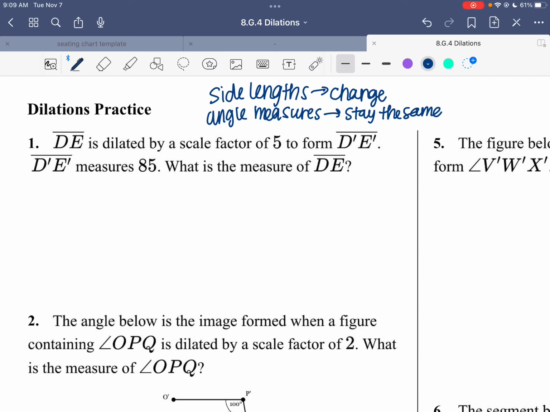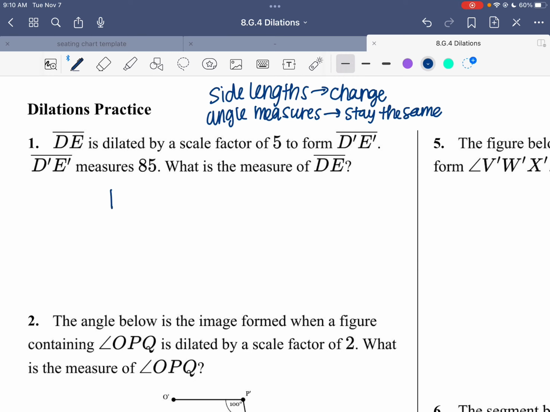Number 1 states that line segment DE is dilated by a scale factor of 5 to form line segment D prime E prime. If D prime E prime measures 85, what is the measure of DE? So in order to solve this problem, we're going to set up a little visual, a little equation, so we can see what exactly is going on.